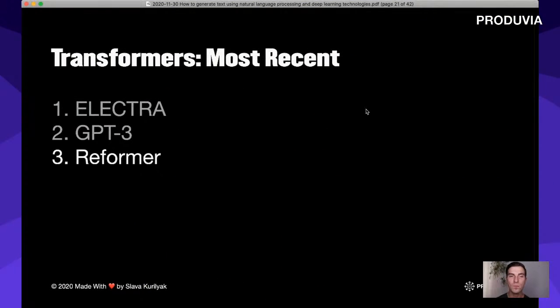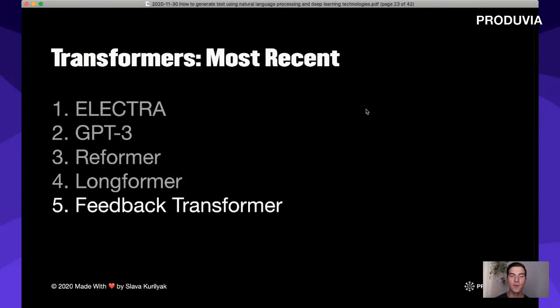So I want to briefly run through the top 5. Reformer is the 4th, then Longformer, and Feedback Transformer. These are different variations of transformer architectures that people have developed. Mind you, these are the latest. They may not have the battle-tested experience of the others I've mentioned before, the most popular, but they do have very specific use cases to solve very specific problems.